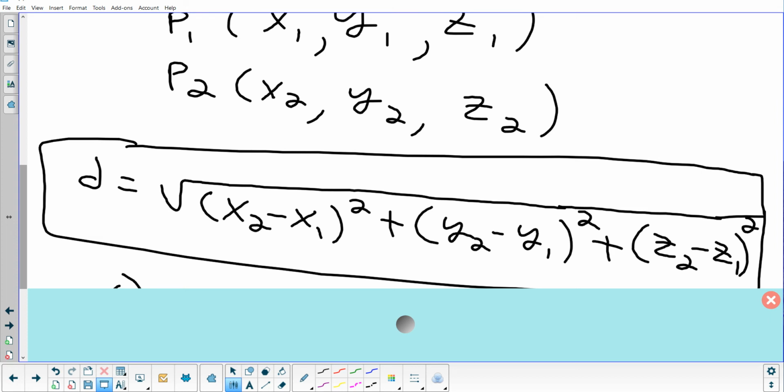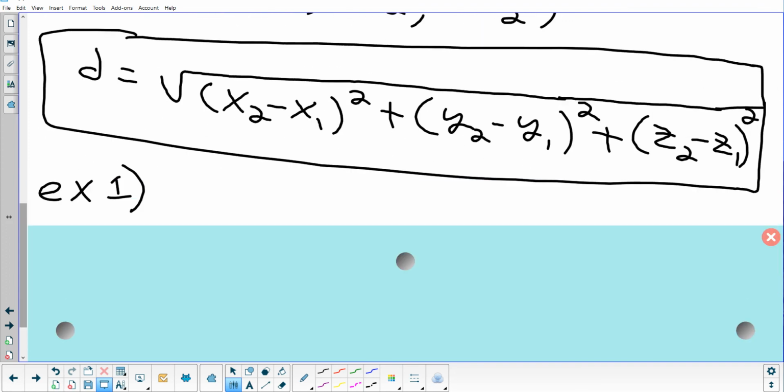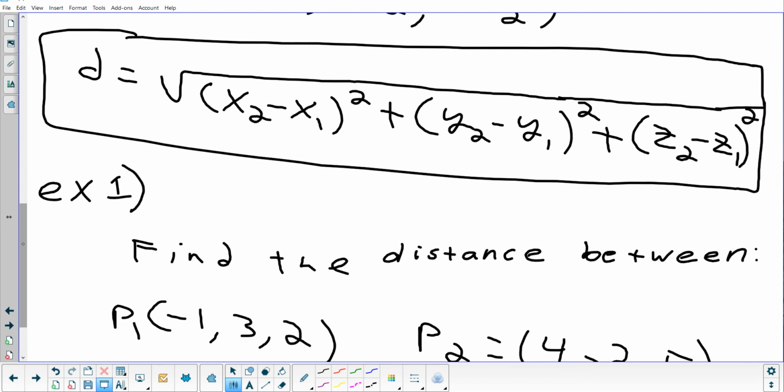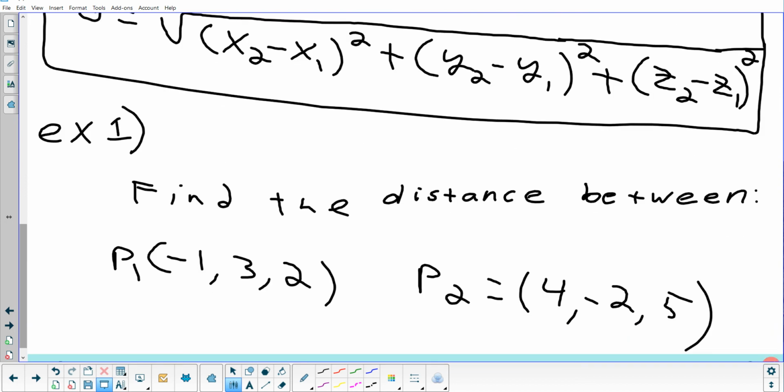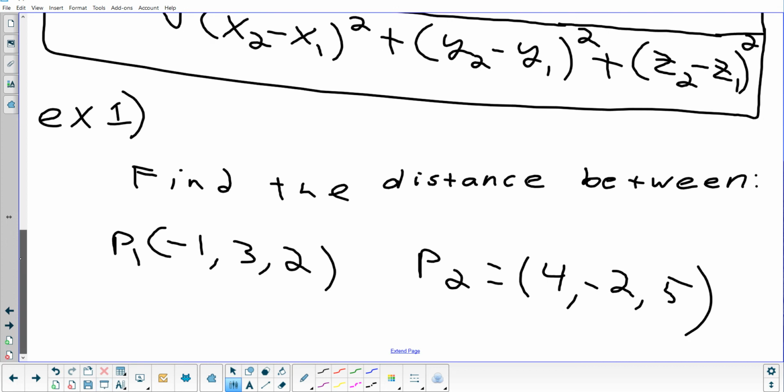Okay, and again, not even a vector problem, just practicing doing something in 3D first. Alright, so here are two coordinates in 3D, and I want to find the distance between them. Just like I always suggest with a distance problem, put your square root first.